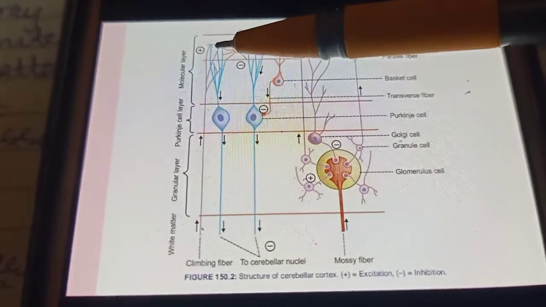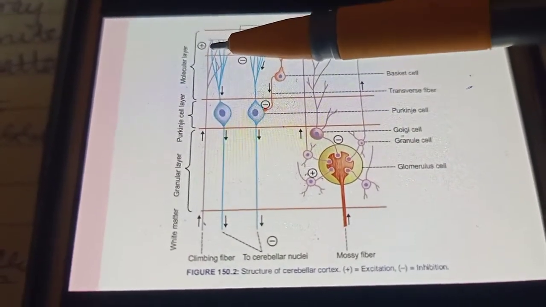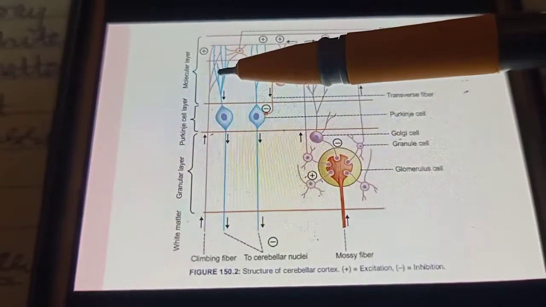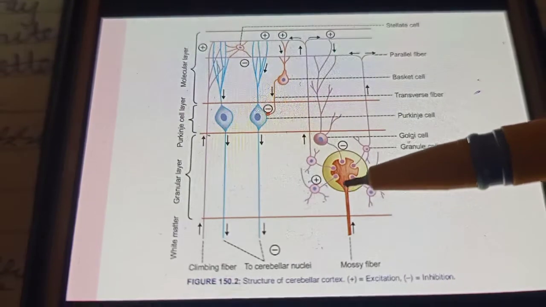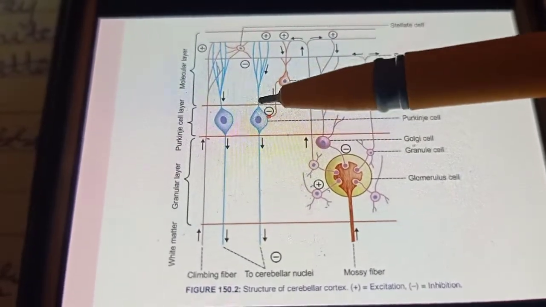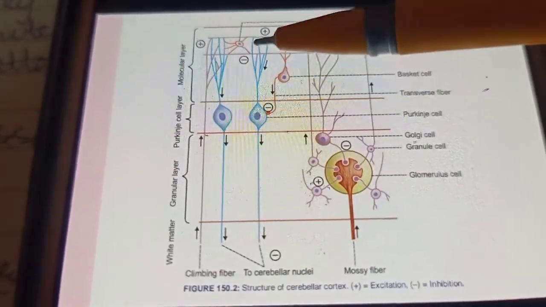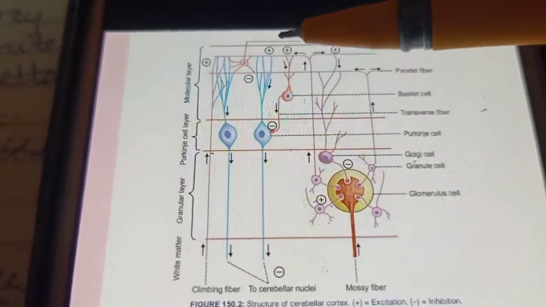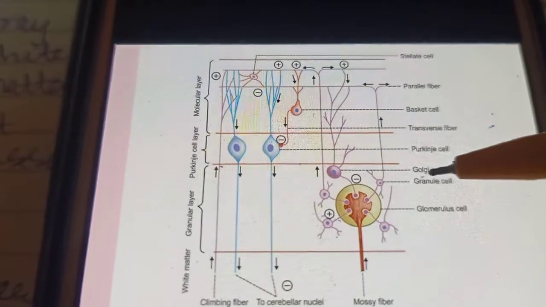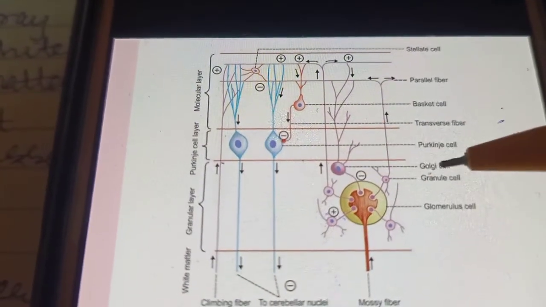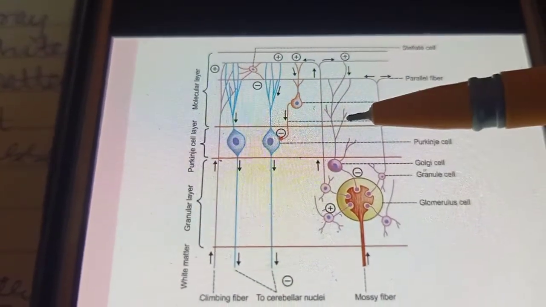The terminal portion of the climbing fibers is also present in the molecular layer. Next, the dendrites of the Purkinje cells. You can see these are the dendrites of the Purkinje cells, which are also present in the molecular layer, as well as the dendrites of the Golgi cells. So these are the Golgi cells, which are also present in the molecular layer.